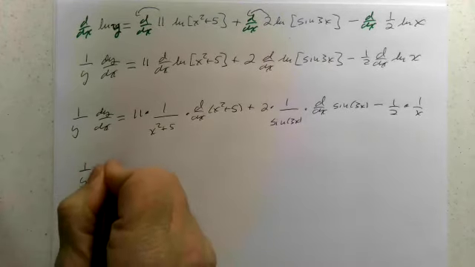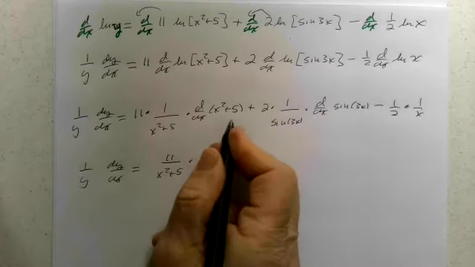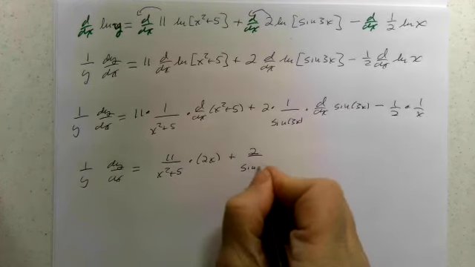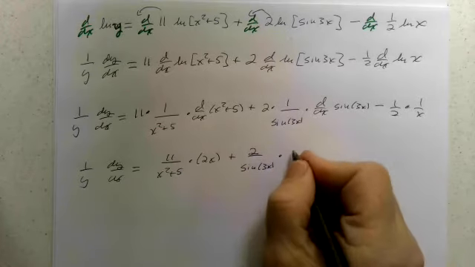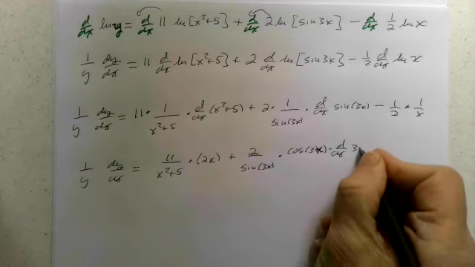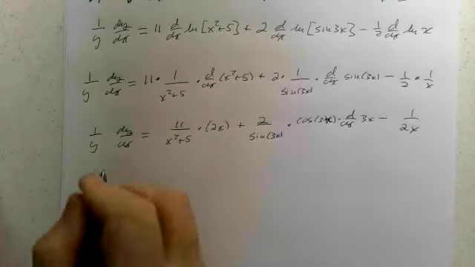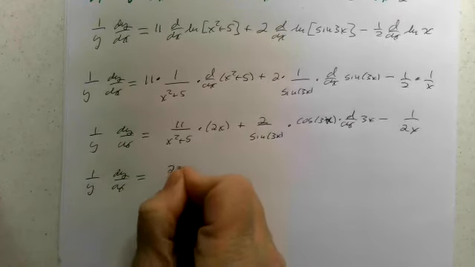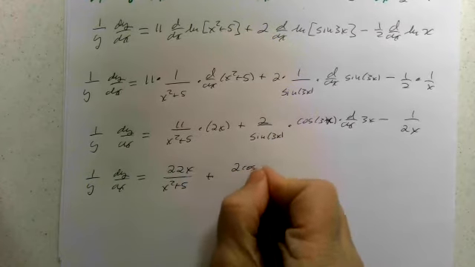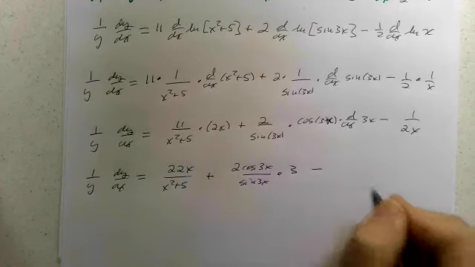Next, 1 over y dy/dx equals 11 times 1, so 11 over (x squared plus 5) times the derivative of x squared plus 5, which is 2x, plus 2 over sine 3x times the derivative of sine 3x. The derivative of sine of something is cos of something, so cos 3x times the derivative of 3x. And 1 over 2 times 1 over x is 1 over 2x. Next, 1 over y dy/dx equals 22x over (x squared plus 5), plus, now we have 2 cos 3x upstairs over sine 3x times the derivative of 3x, which is 3, minus 1 over 2x.